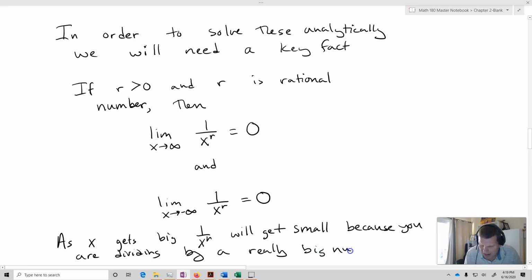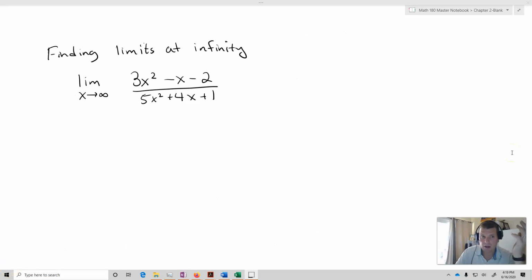So the idea here is to see that as x gets big, this number is going to get small because the x is in the denominator. The value that's getting bigger is in the denominator, so we're dividing by bigger and bigger numbers, and hence our value is going to go to 0. So let's put this fact to work. Let's find some limits at infinity.